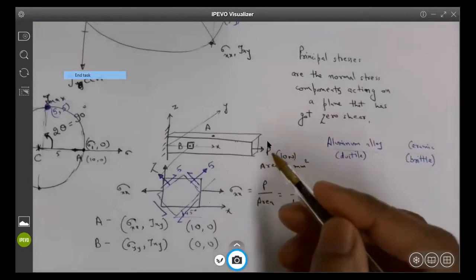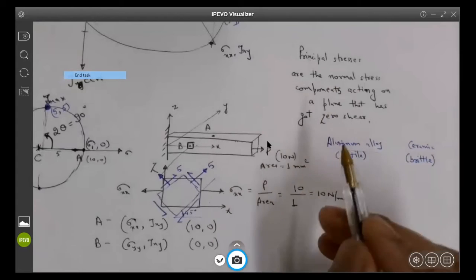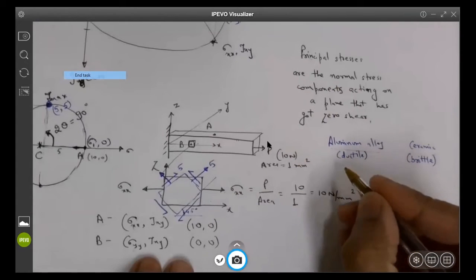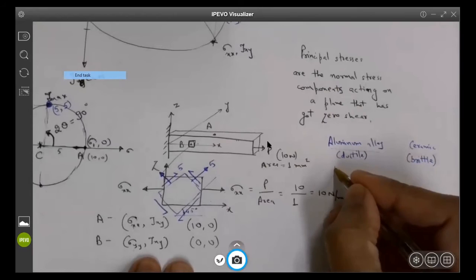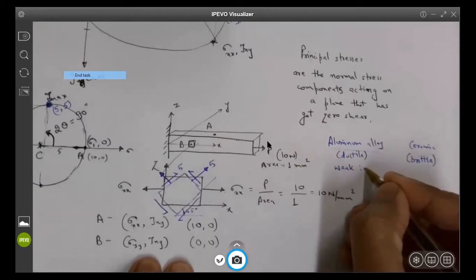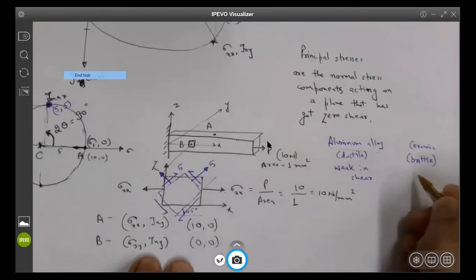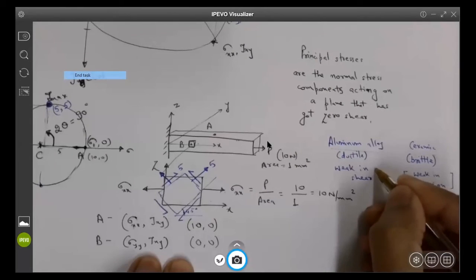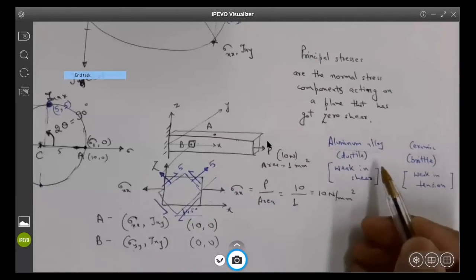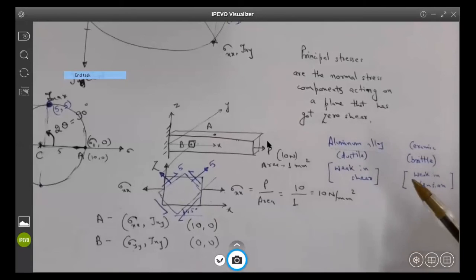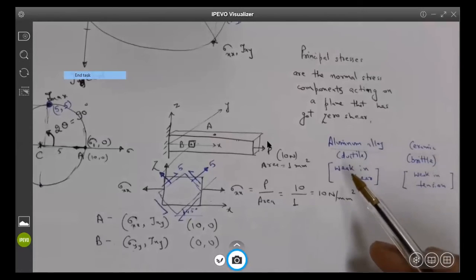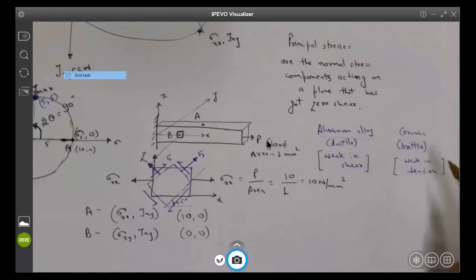Now, let me say that ductile material is weak in shear, and brittle material is weak in tension. So that will define their failure mode. Ductile materials will always fail along the planes where the shear stress is maximum, and brittle materials will fail along the planes where tensile stresses are maximum.